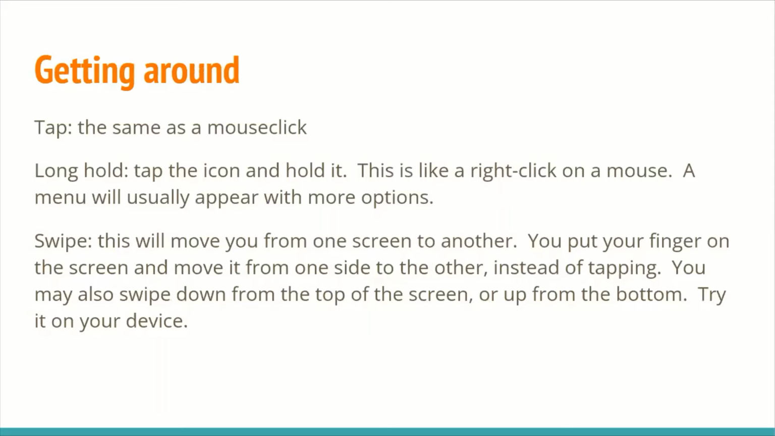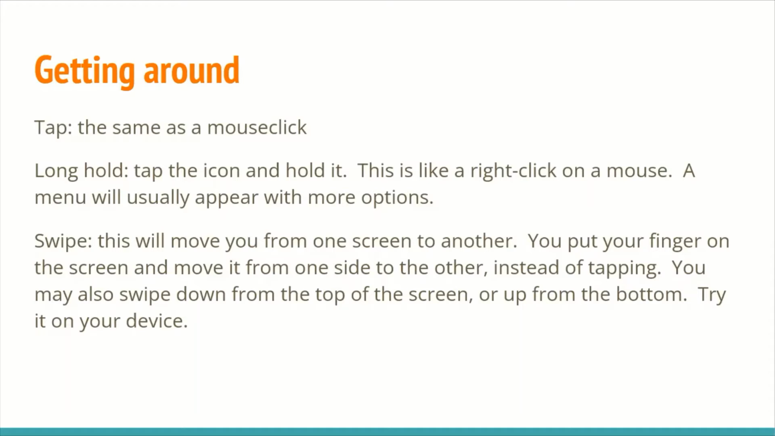So the first thing we're going to talk about is getting around. You have probably already seen people tapping on their screens and you probably already know how to do that. It's the same thing as a mouse click. So instead of moving a mouse to an icon on a computer and clicking it, you just tap the screen there with your finger. You may not know about the long hold.